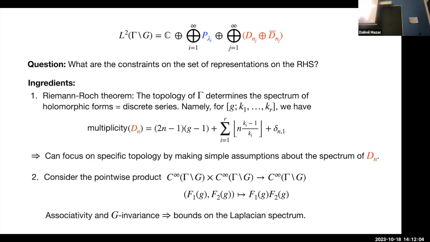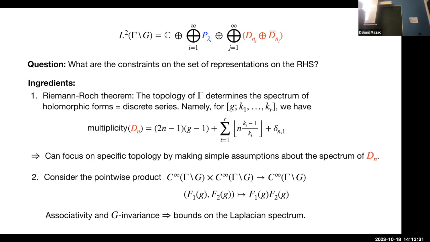Okay, the multiplicity of a given d_n is fixed by the topology, by the genus and the degrees of the orbifold points. So we can focus on a specific topology just by making some simple assumptions about the spectrum of the d's. And then we can use it to constrain the spectrum of the lambdas by using an algebra, which is just the algebra of multiplication.